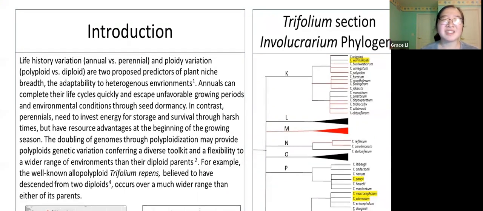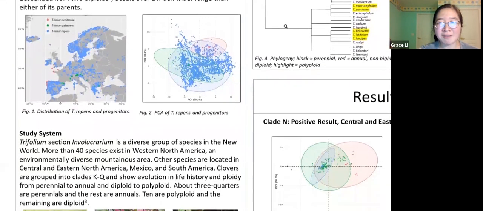We hypothesized that polyploids have wider niche breadths than diploids because the doubling of genomes may provide polyploids genetic variation, conferring them with flexibility to a wider range of environments. This is seen in the well-known allopolyploid Trifolium repens.